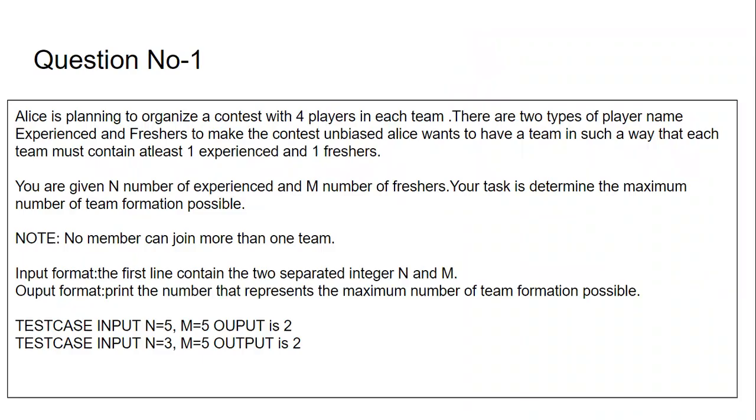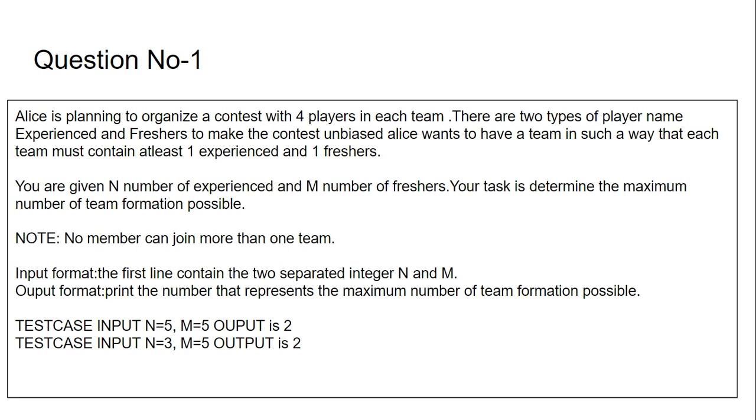So let's start. This question was asked recently in the Accenture exam. Alice is planning to organize a contest with four players in each team. There are two types of players, named experienced and freshers. To make the contest unbiased, Alice wants to have a team in such a way that the team must contain at least one experienced or one fresher.